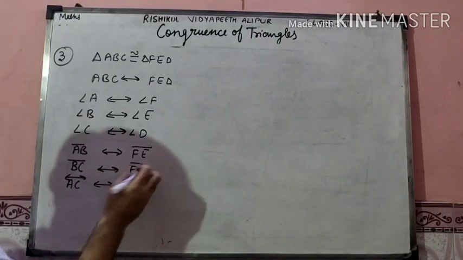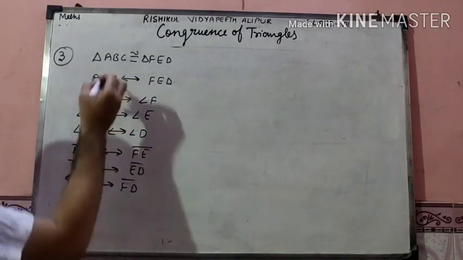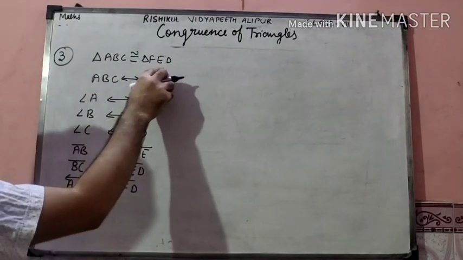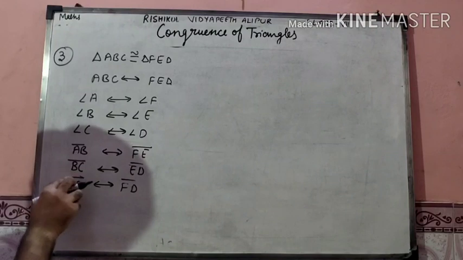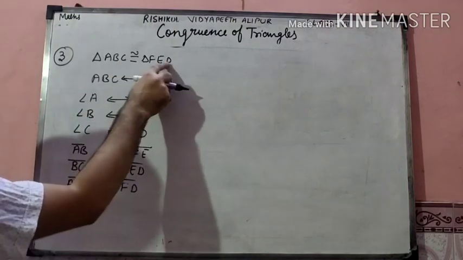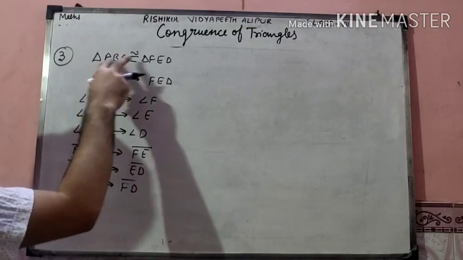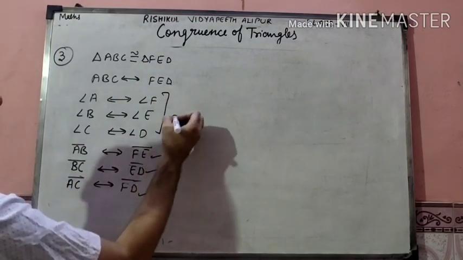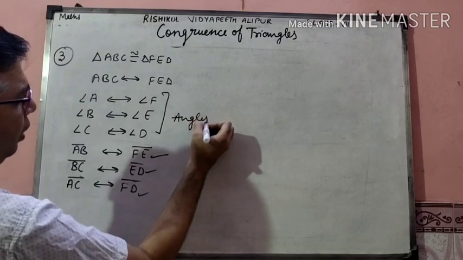This is the line segment. So AB corresponds to FE, BC corresponds to ED. Naming should be very particular. BC, ED, and AC corresponds to FD. So these are the corresponding sides, and these are corresponding angles.